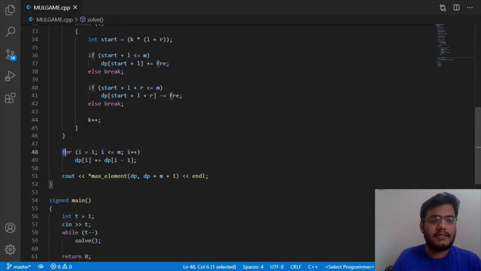For the final calculation of the DP array, we need to take the cumulative sum. So this code does that. And finally, to output our answer, it will be the maximum number in our DP array. Let's submit this code.